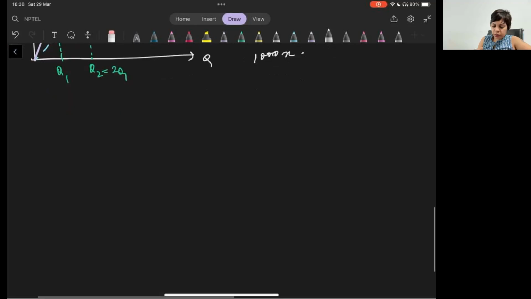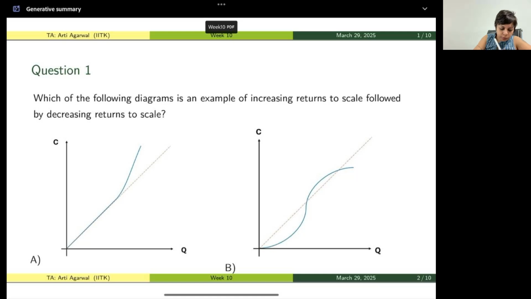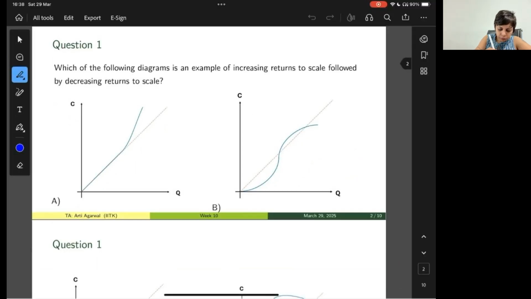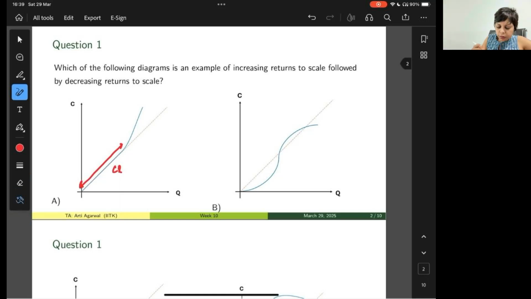So let me just share the screen itself. I'll annotate on the screen. So, yeah, in this diagram, now you see this part, this is showing constant returns to scale, right? This is just a 45-degree line. The dotted line is the 45-degree line. So this is constant returns to scale.